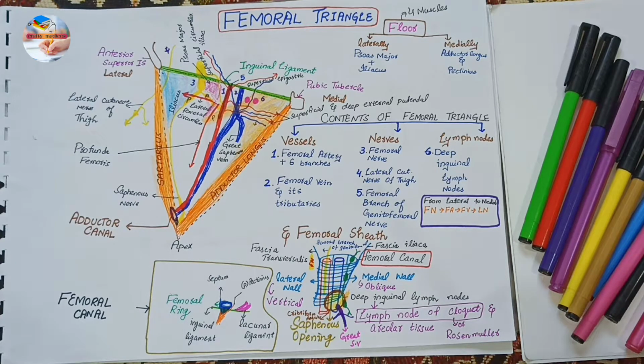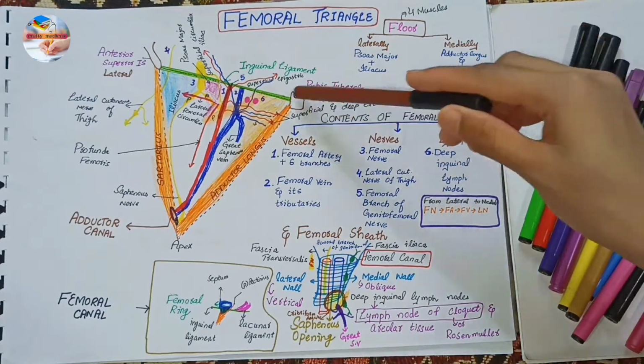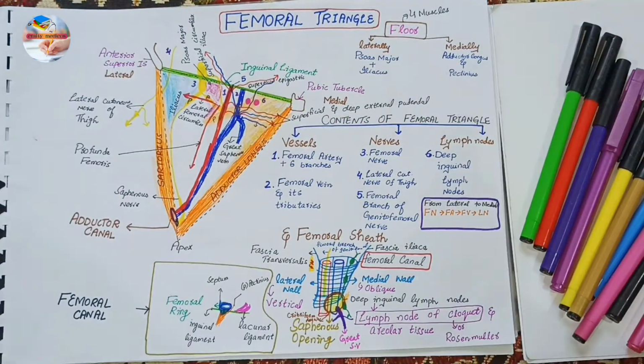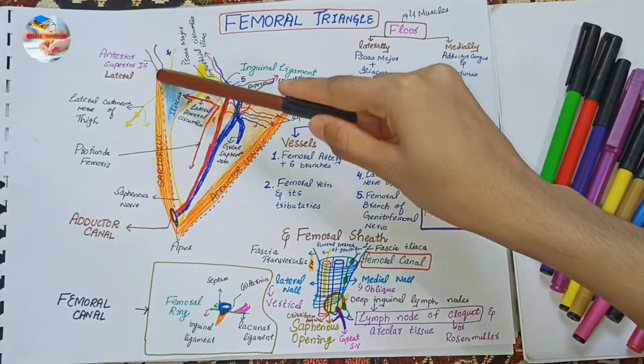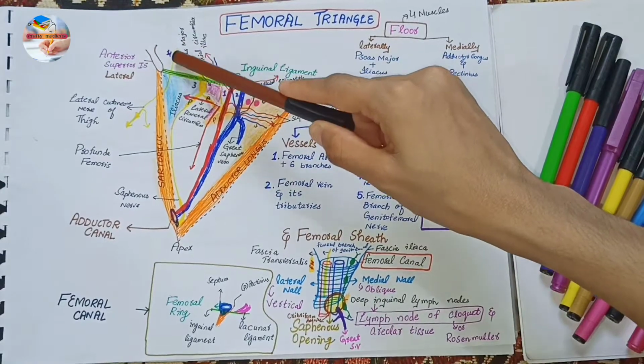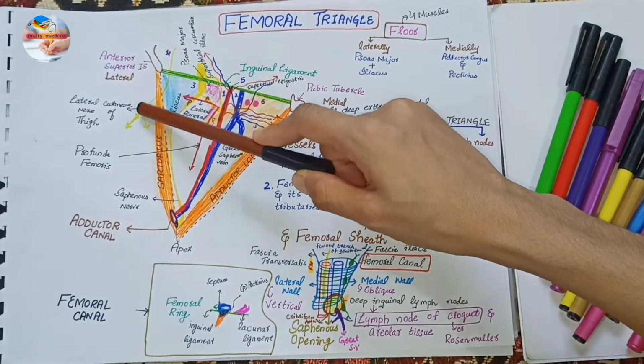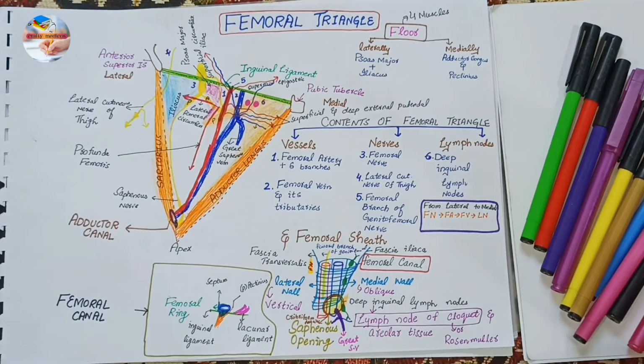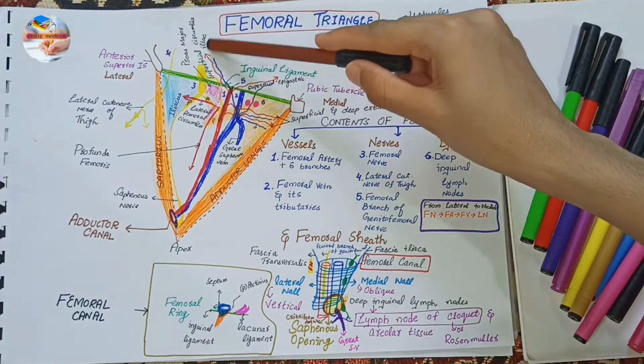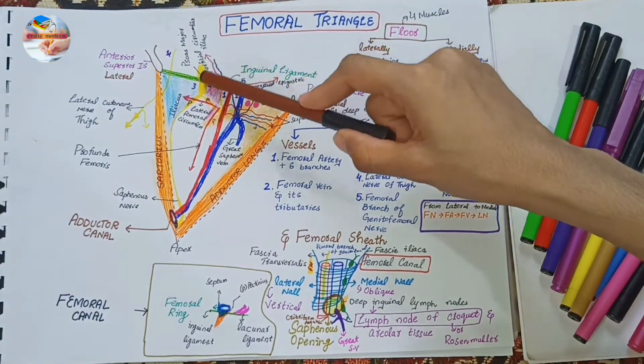The contents of femoral triangle can be divided into three sections: vessels, nerves, and lymph nodes. Most lateral content of the femoral triangle is the lateral cutaneous nerve of thigh. It crosses the lateral angle of the femoral triangle and then it divides into its anterior and posterior divisions. Medial to the lateral cutaneous nerve of thigh is a femoral nerve. Femoral nerve is the chief nerve of the anterior compartment of thigh.